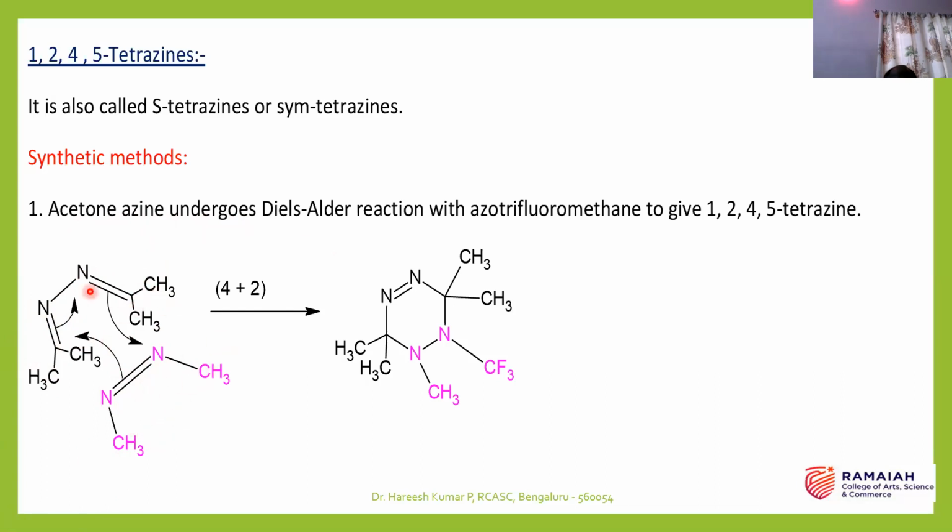Overall, what is important here? This is a conjugated diene, and this one will be the dienophile. Here there are 4 pi electrons, and the 2 pi electrons undergo cycloaddition. How will it undergo cycloaddition? This bond pair is coming over here, this bond pair goes over there, and this bond pair is forming a bond here. So giving rise to a cyclic compound, and the cyclic compound is tetrazine, more particularly 1, 2, 4, 5 tetrazine. So this is one method.